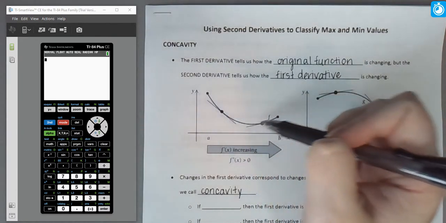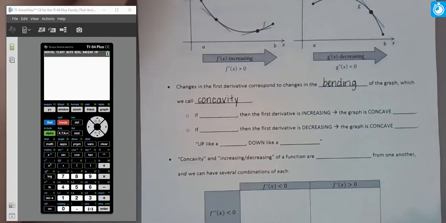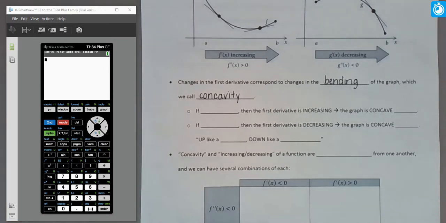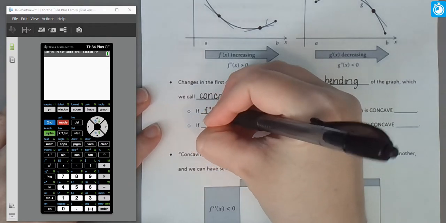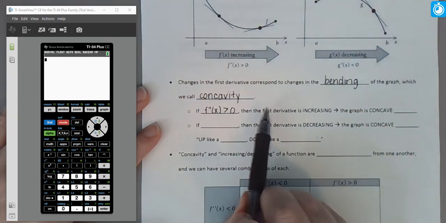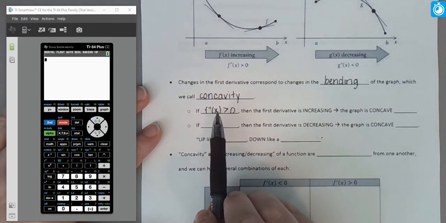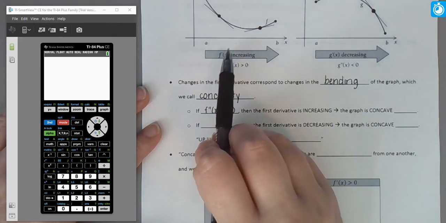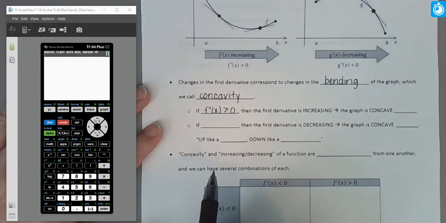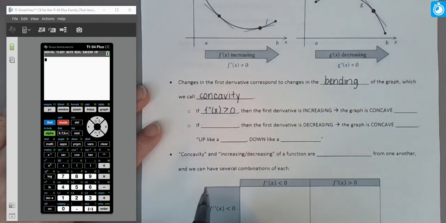In other words, are we bending downward? Are we bending upward? That's what we call concavity. So we can determine concavity from the second derivative of a function. If the second derivative of our function is greater than 0, that means the first derivative is increasing. Remember, a derivative is a rate of change. The second derivative is the rate of change of the first derivative. So if the second derivative is greater than 0, that means the rate of change of the first derivative is a positive number. It means the first derivative is getting bigger, it's increasing.